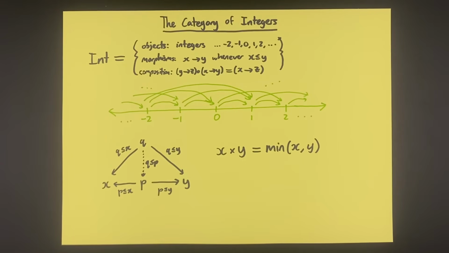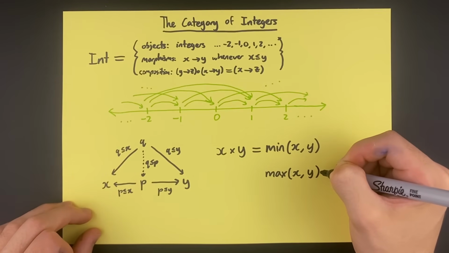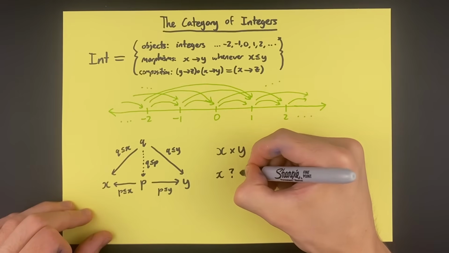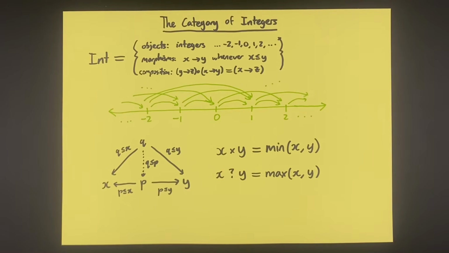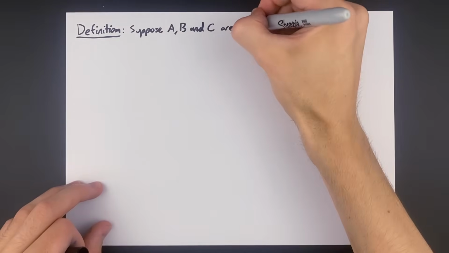Now, two numbers always have a minimum, but they also have a maximum, which raises a question. Is there some kind of opposite construction to the product, which on this category gives the maximum of two numbers? And if there is, what does it look like on other categories like Set and Vec? This dual construction does exist, and it's called the coproduct. To define the coproduct, we just need to take the definition of the product and flip all the morphisms.